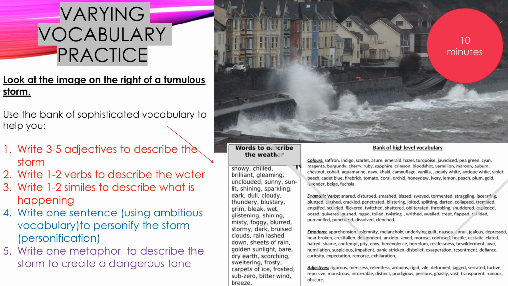Fantastic, year 10. Now I'd like to spend 10 minutes on our varying vocabulary practice. I want you to look at the image on the right of a tumultuous storm, and use the bank of sophisticated vocabulary to help you write 3 to 5 adjectives to describe the storm, write 1 to 2 verbs to describe the water, write 1 to 2 similes to describe what is happening, and write 1 sentence using ambitious vocabulary to personify the storm, which is of course personification, okay?